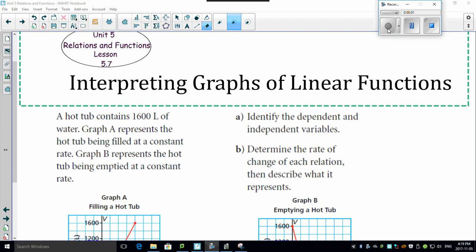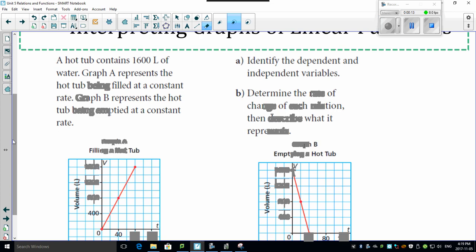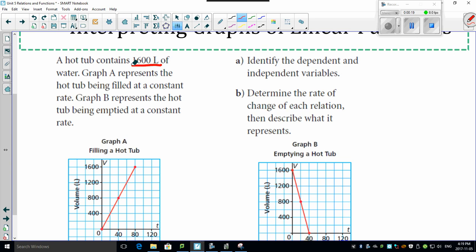Now it's time to start using all the information that we've given and start interpreting graphs of linear functions. Here's a beautiful graph of a hot tub being filled. The hot tub contains 1,600 liters of water, which is an incredible amount of water if you think about it. That's a lot of water. But look at this. The graph represents how this hot tub is being filled.